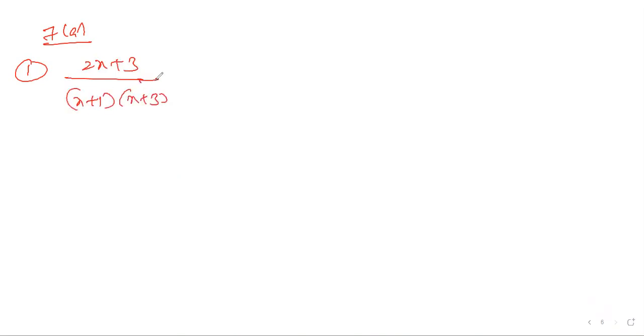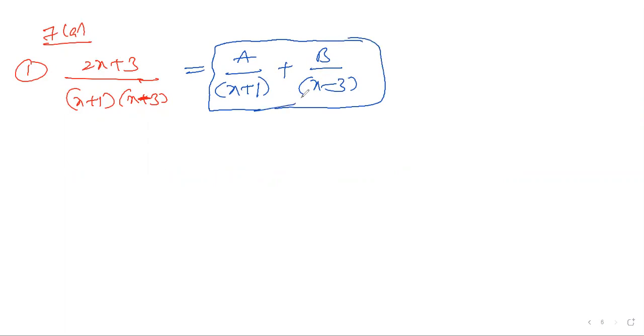Let us take a sample question from your exercise 7A, question number 1. What is question number 1? 2x plus 3 by x plus 1 into x minus 3. So this is the question, how should we do it? A by x plus 1, B by x minus 3. Clear? Yes. Now this is over. Now this is your answer, with the values of A and B.